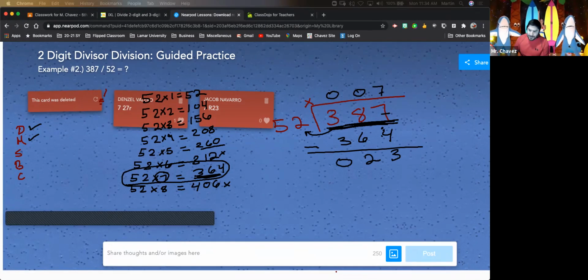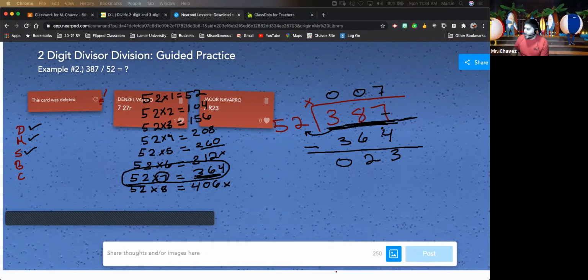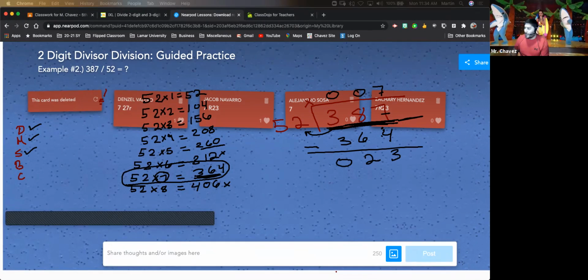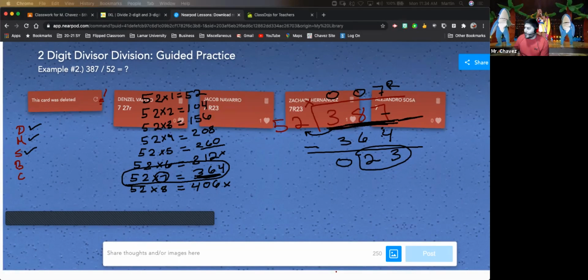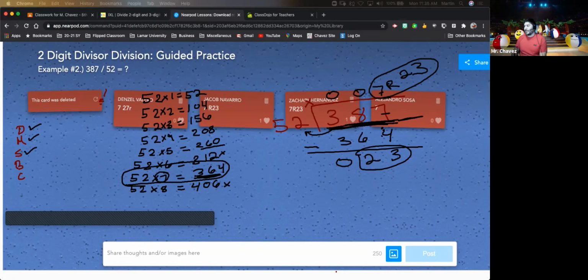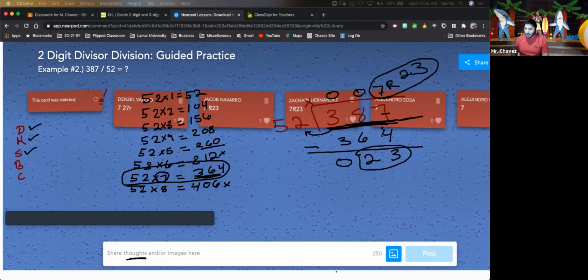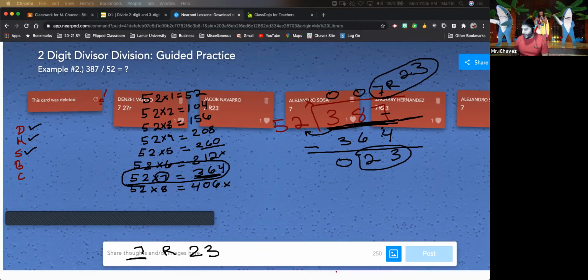I already finished subtracting. There's no number left to bring down. So we're already done. This is our remainder. 7 remainder of 23. So in the chat box right here, I want you to go and type 7R23 and then click post.